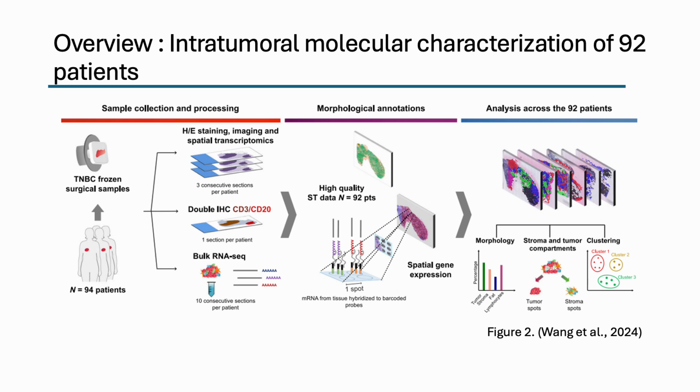So from the 4 slides, 3 were used for H&E staining, and then they were scanned and stripped, and this will allow them to be used for spatial transcriptomics moving forward. The remaining slide received double IHC for CD3 and CD20. From there, morphological annotations and spatial analysis were performed to further characterize the morphology and understand the graphical layout of the stroma, which is the non-tumor cells, as well as the tumor compartments, and then finally clustering.